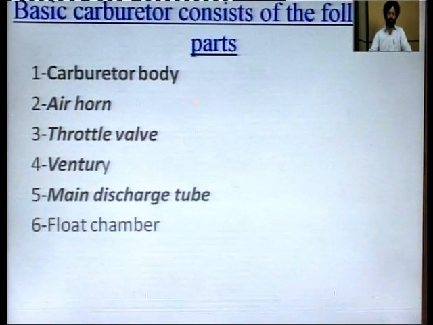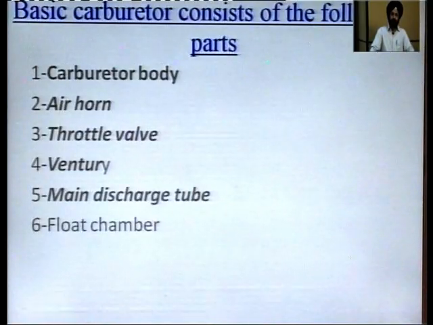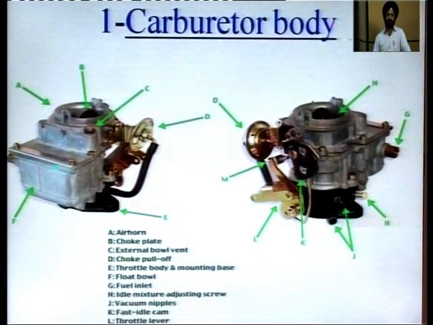So what are the basic carburetor parts? They are the carburetor body, air horn or choke, throttle valve, venturimeter, main discharge tube and float chamber. These are the main six parts, and we will discuss them one by one. I first show you how it looks. A carburetor fitted in your cars or motorcycles looks like this. It is fitted just after the air filter, and from below it is fitted with the pipe coming from the engine, which is called the inlet manifold. So this is how it actually looks.